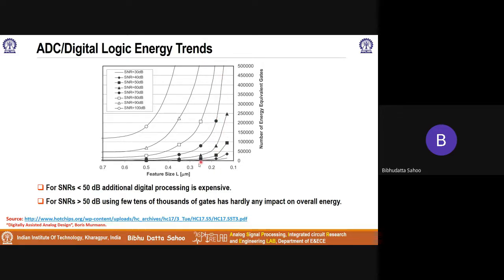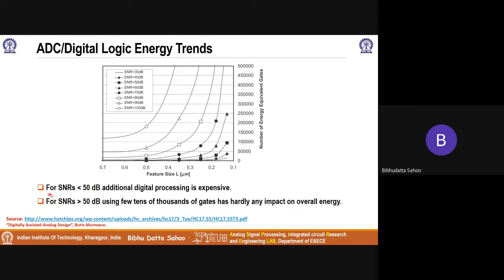So you can see that it is impossible to achieve higher and higher SNR in lower technology nodes. So that's why these are asymptotically increasing. But the energy consumption of an ADC for different SNRs is equivalent to these many gates on the y-axis. So now let us say I want to achieve an SNR of 60 dB. I'm over here. Then I can use a sloppy analog circuit and use close to 100,000 logic gates to compensate for the sloppiness. I would achieve an overall lower power design.